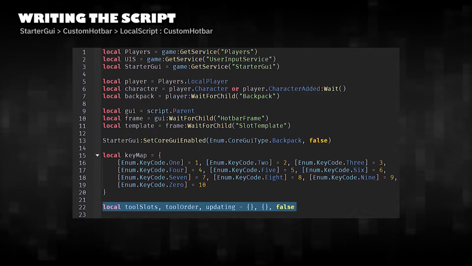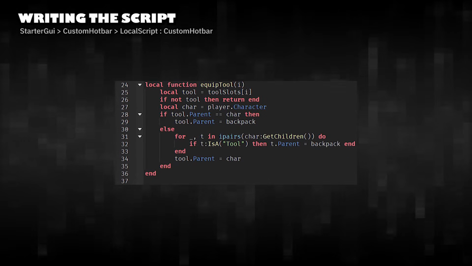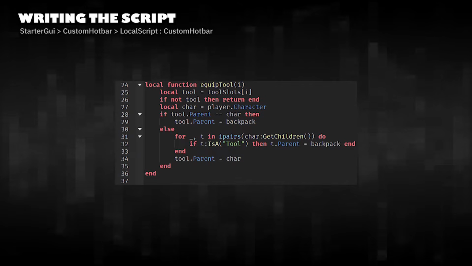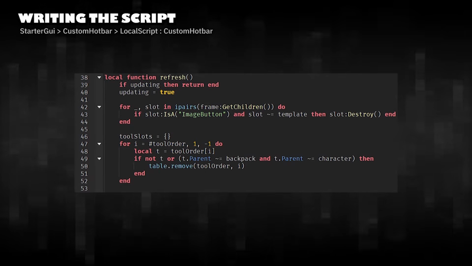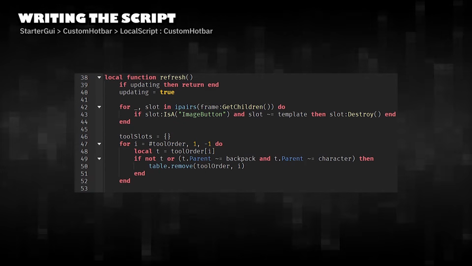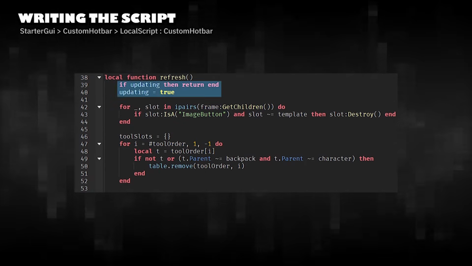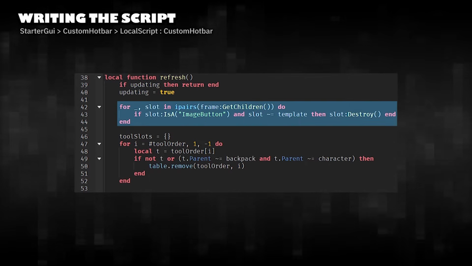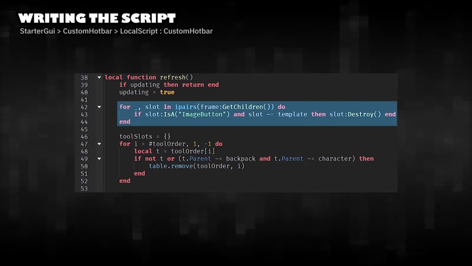Set hotbar state variables. This script will equip or unequip tool by slot. This function rebuilds all visible slots every time the tool list changes. Prevents refreshing if it's already in progress. Deletes all old slots, but keeps the template.